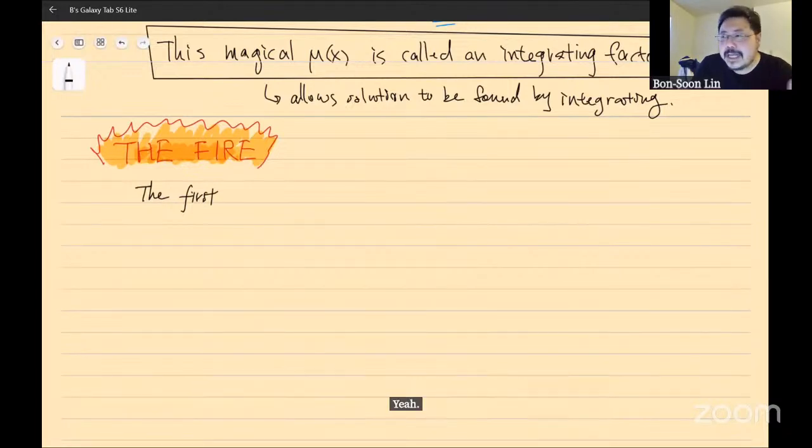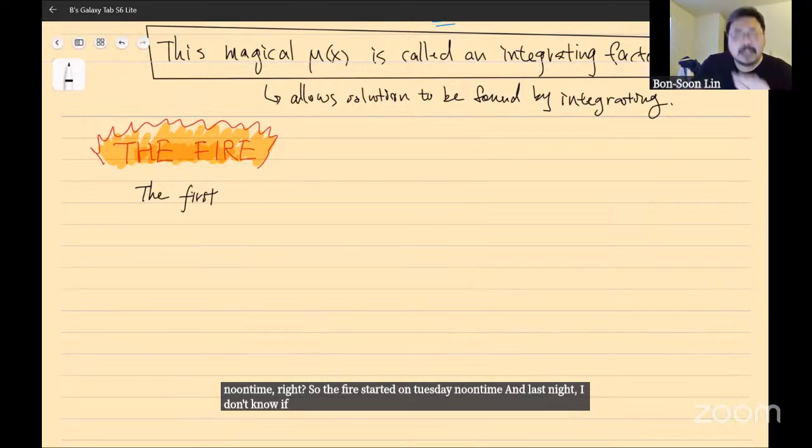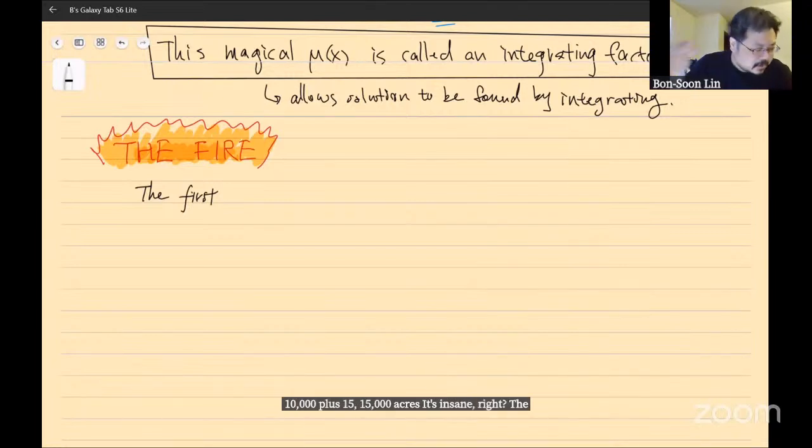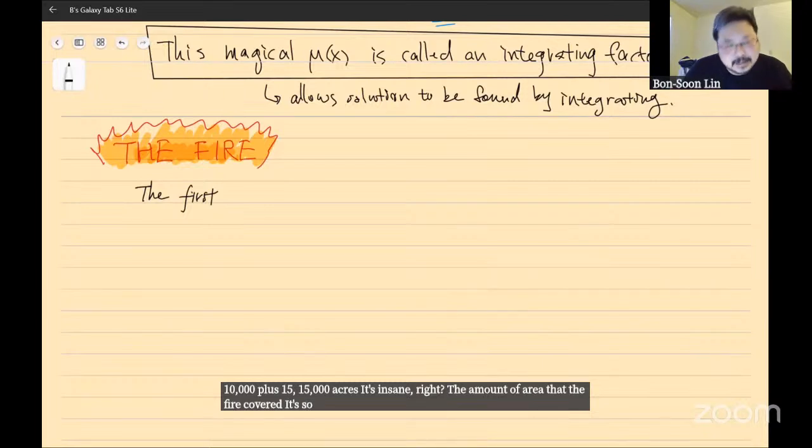And last night, I don't know if you checked the news, let's just focus on the Palisades fire right now. It has burned 10,000 plus, 15,000 acres. It's insane, right? The amount of area that the fire covered is so huge. How did it get there, right?